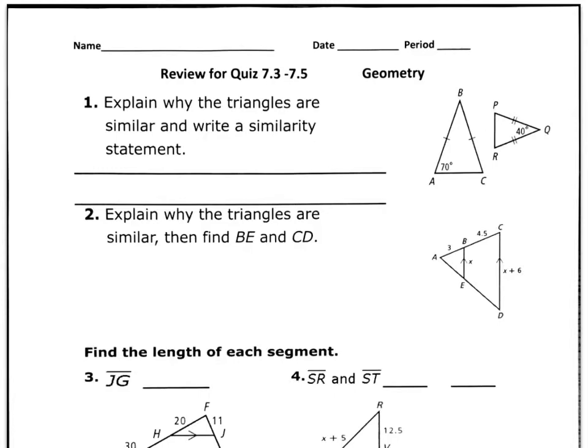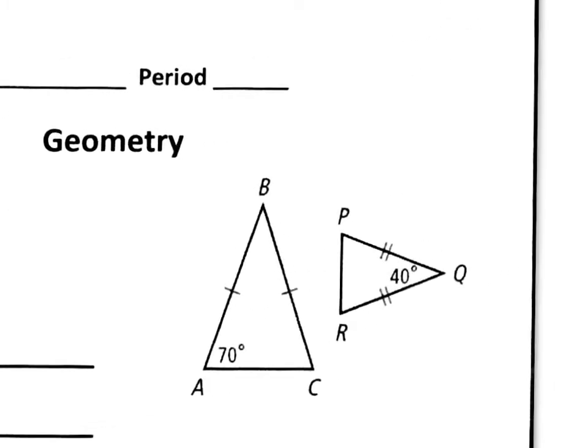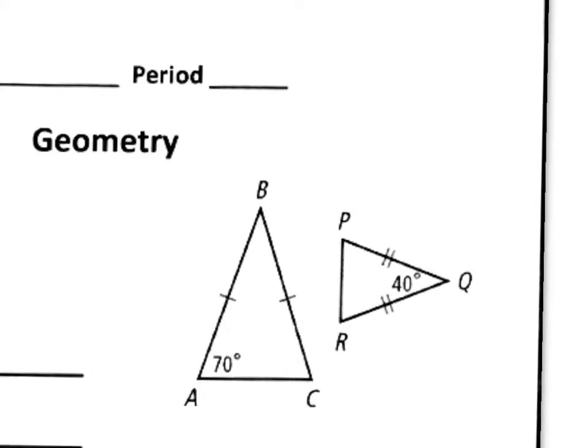Okay, guys, this is a review for the quiz tomorrow, section 7.3 through 7.5. The first thing that you have to remember for the first two problems is that there are three properties that you have to remember. The first property is when you have two angles from one triangle similar to two angles of another triangle. Then you can use the angle-angle similarity theorem.